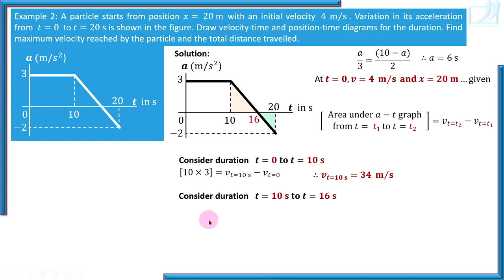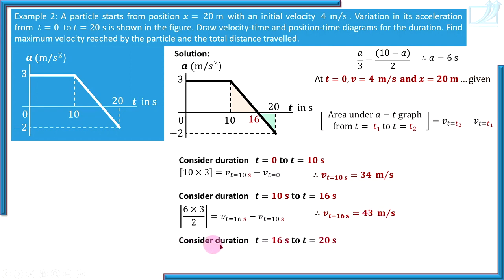It is triangular area, base 6, height 3, so base into height by 2. And this gives you change in velocity in this interval, that is velocity at t equal to 16 minus velocity at t equal to 10 seconds. Now put the value of velocity at t equal to 10 seconds, 34 meters per second, and you have found out velocity at t equal to 16 seconds, that is 43 meters per second.